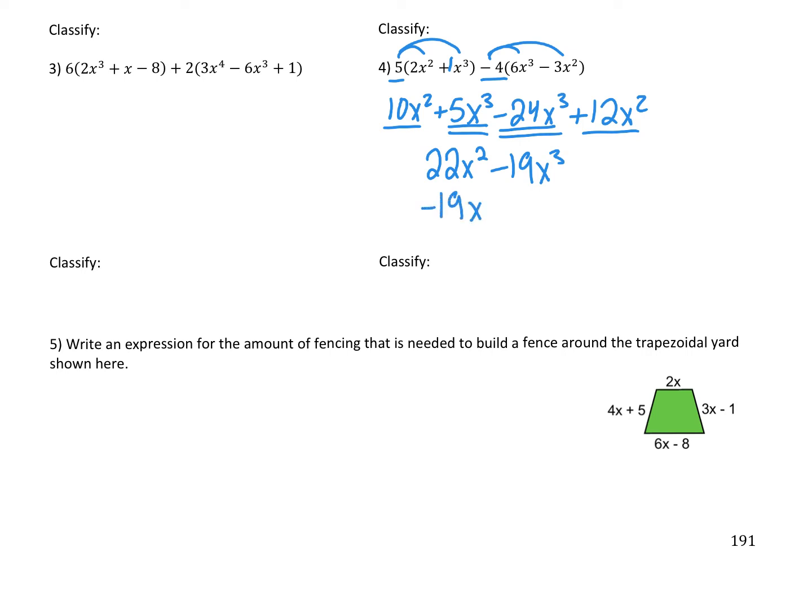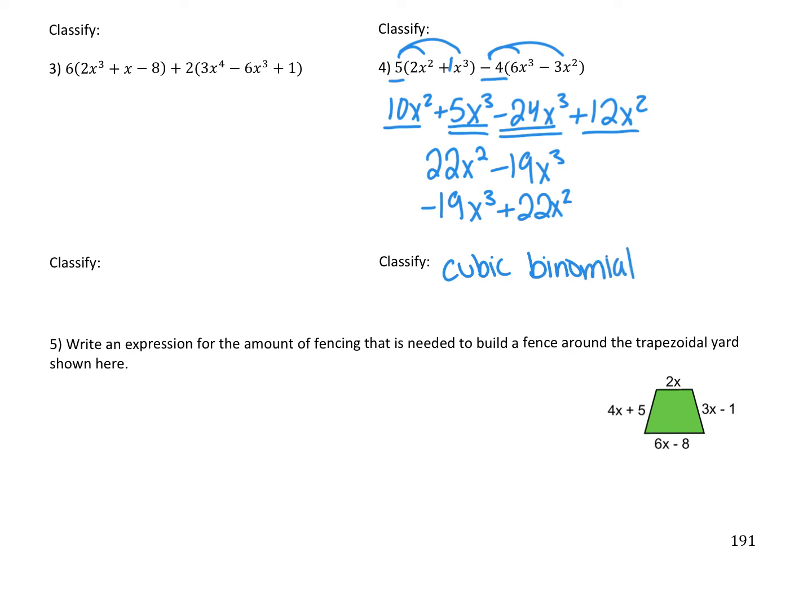My final step is to rewrite these in the proper order. Remember to keep your signs with your numbers. So if it's negative 19, the negative stays with the 19. This has a degree of 3 because it's x to the third, so this is cubic, just like when we have something cubed. And it has 2 terms, so it is a binomial.